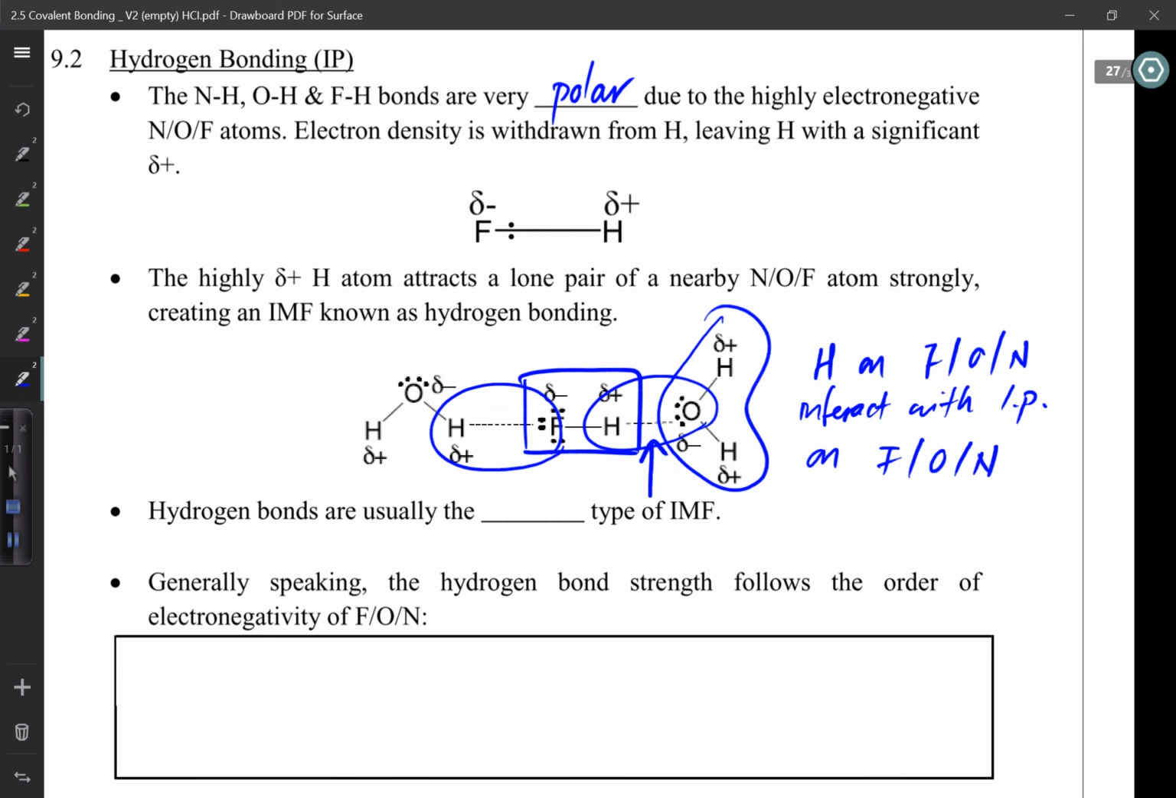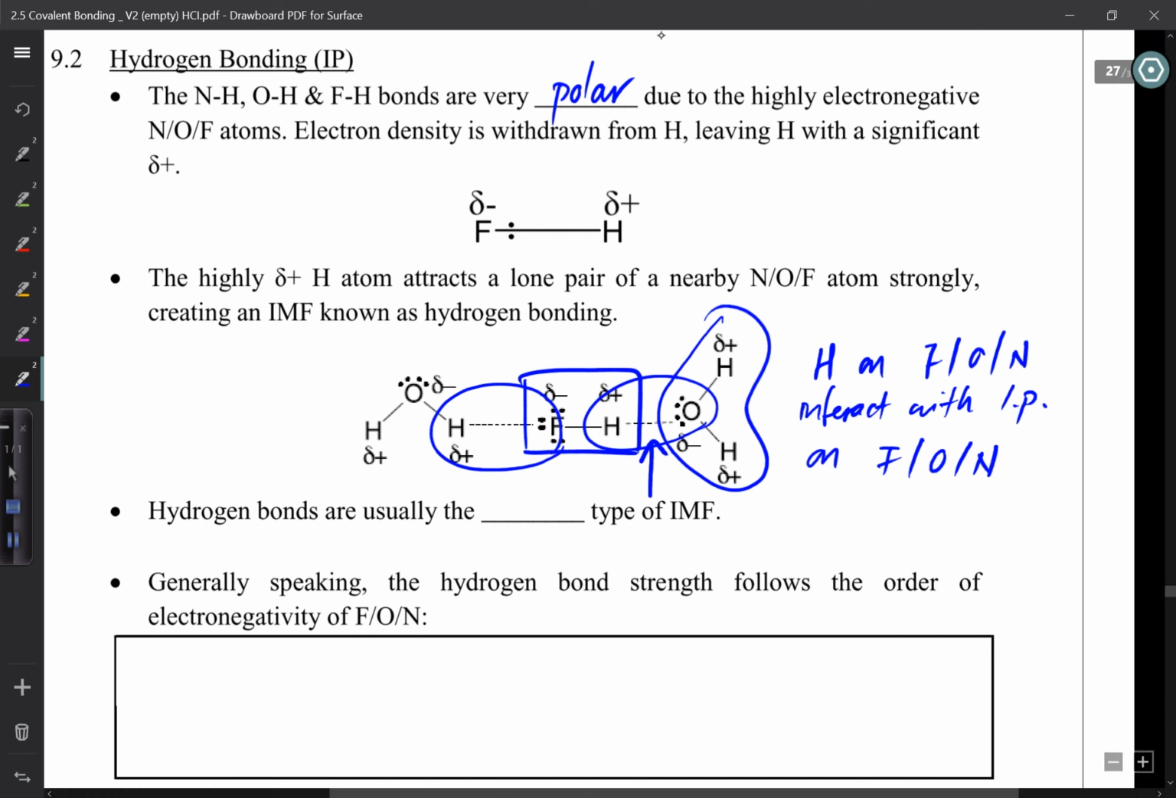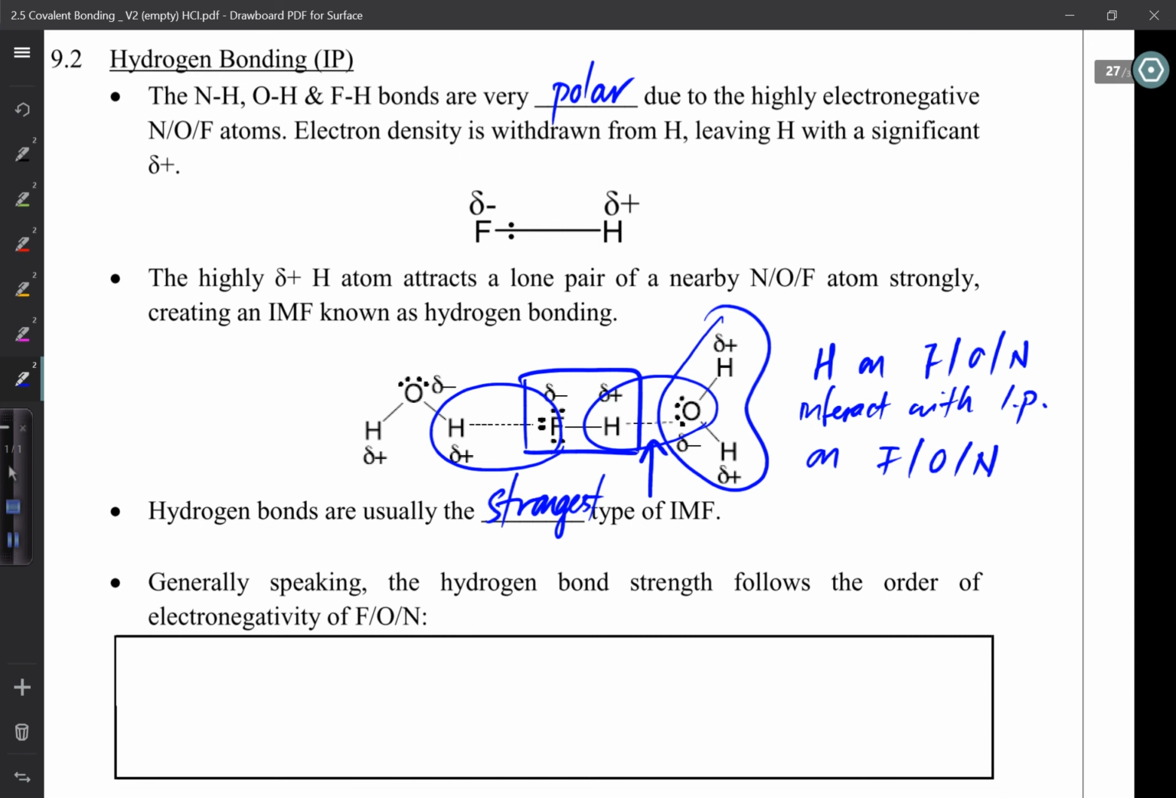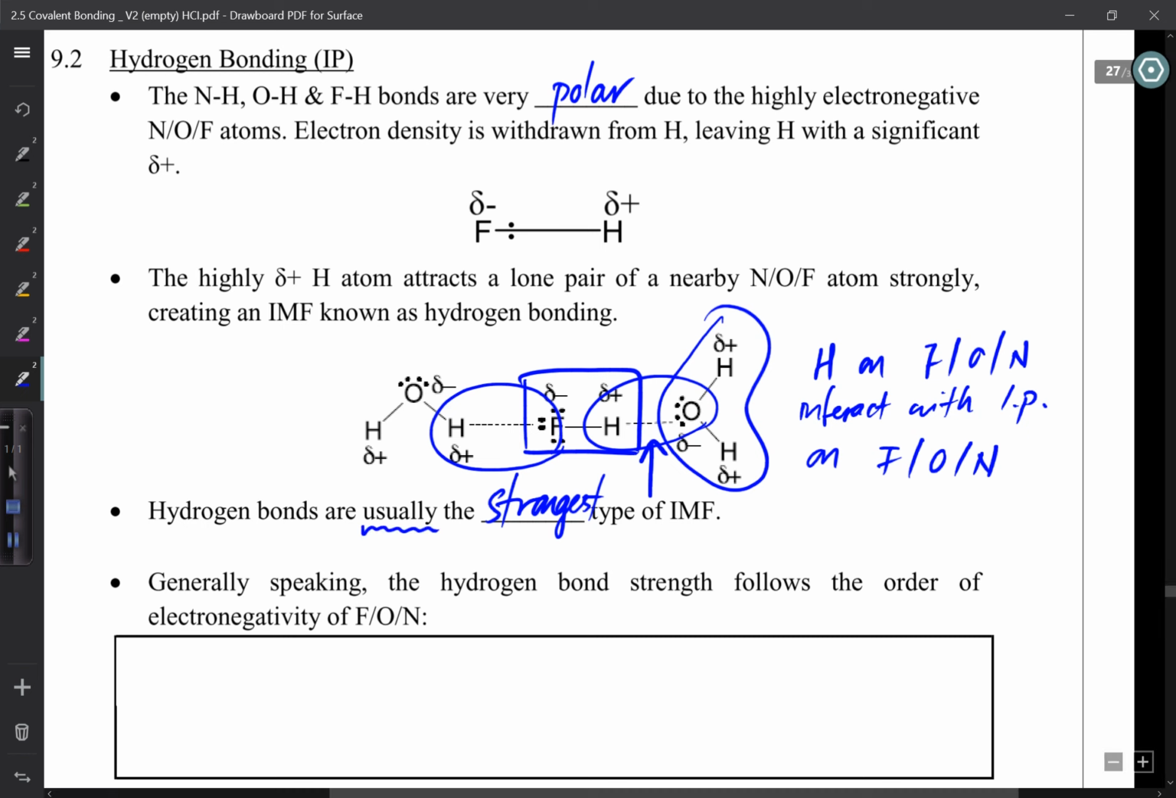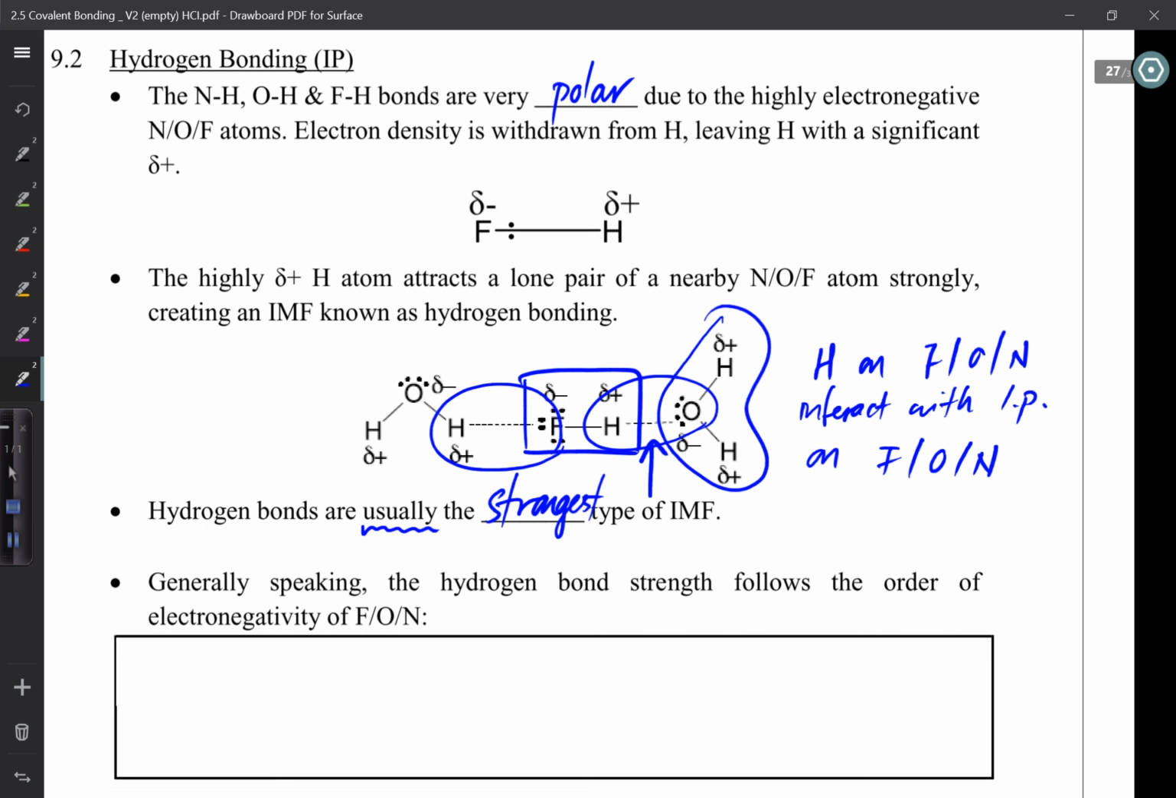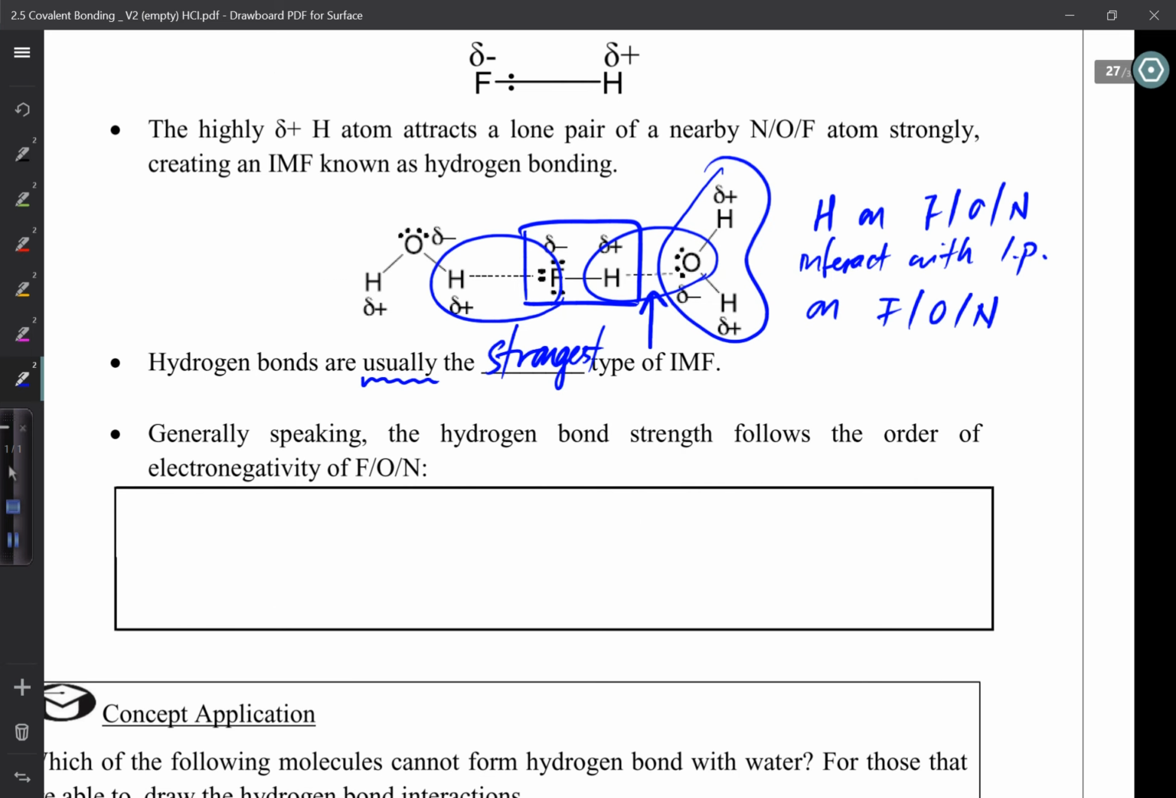So once again, take note that hydrogen bonds are usually the strongest type of intermolecular force. In other words, this is stronger than van der Waals forces. It's the strongest among the weak forces. Usually, take note, I'm very careful with my words. Usually doesn't mean all the time. That's why water boils at 100 degrees, whereas carbon dioxide boils at probably negative something. Why? Because there's no hydrogen bonding in carbon dioxide, but there's hydrogen bonding in water.